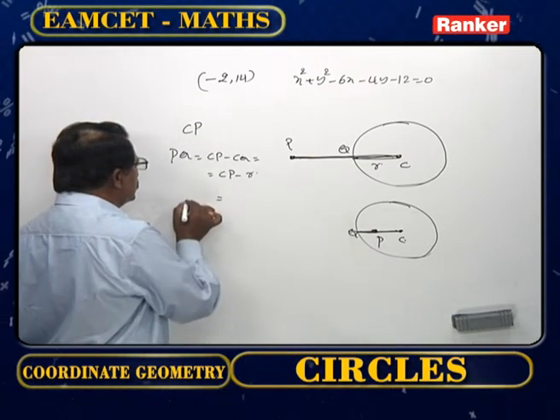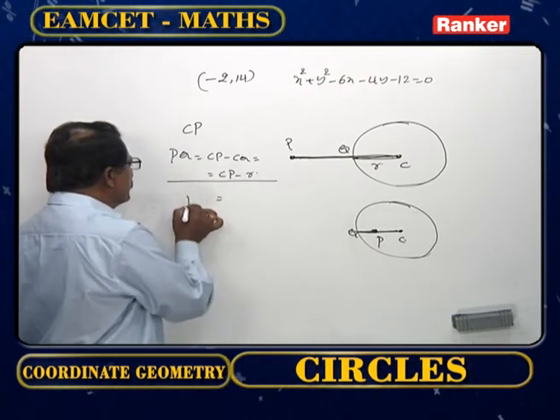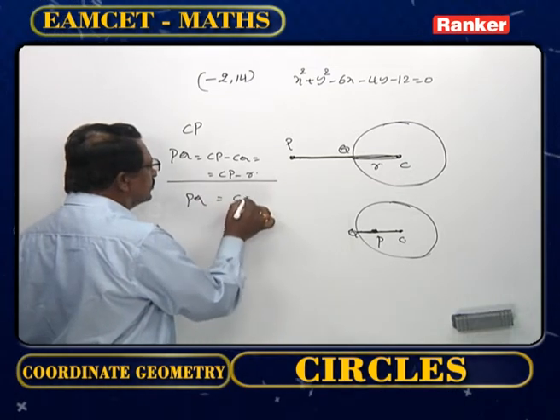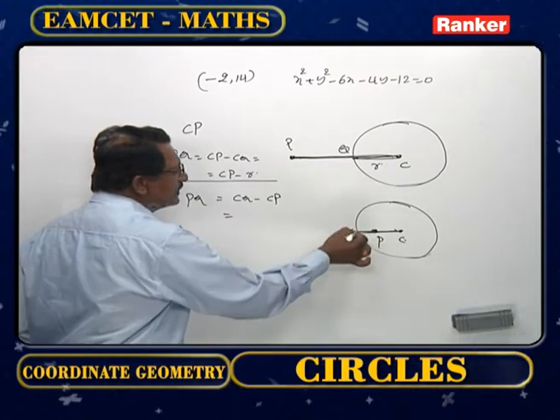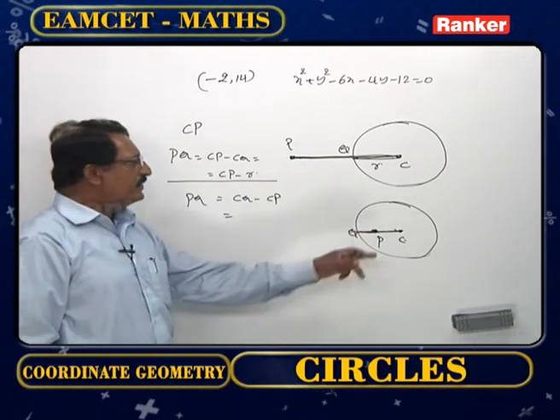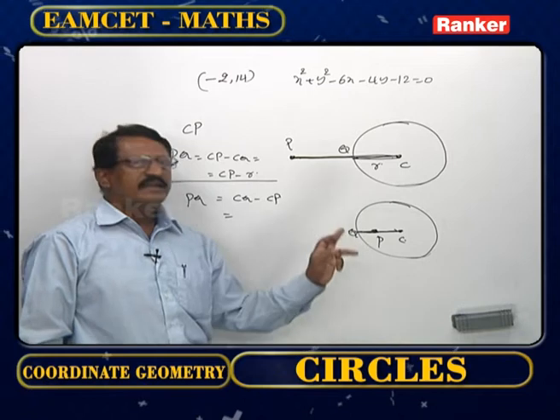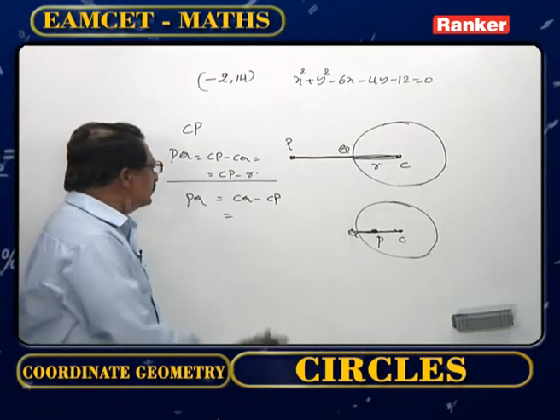CQ nothing but PQ equals CQ minus CP, where CQ is nothing but the radius of the circle. Always the distance between the center of the circle and any point on the circumference is called the radius.